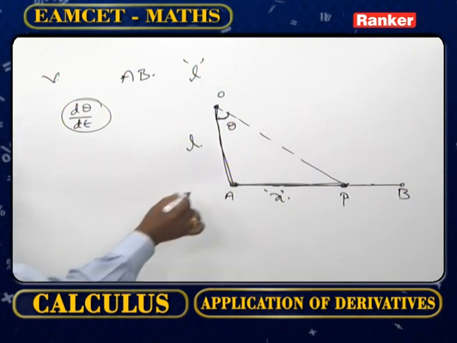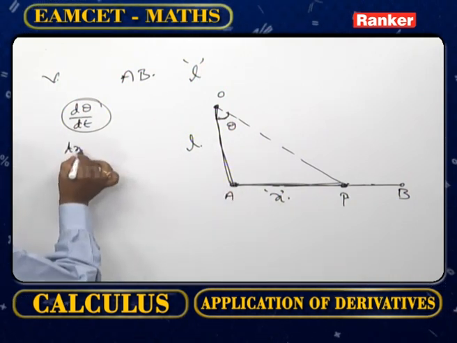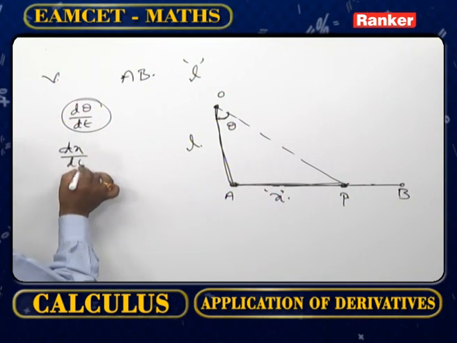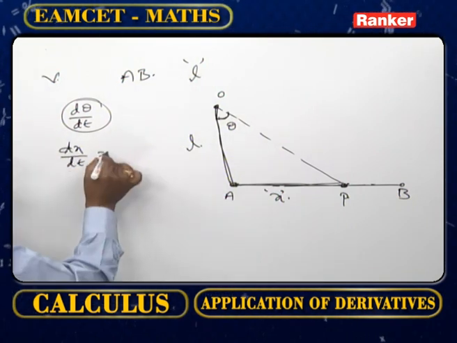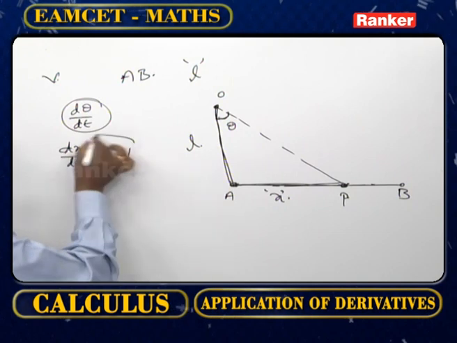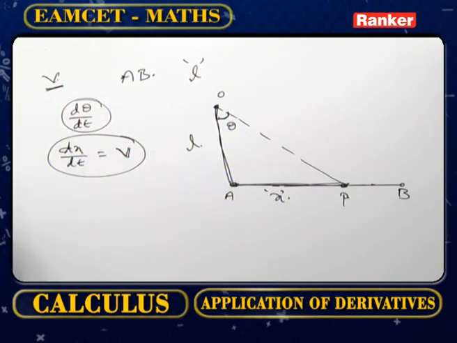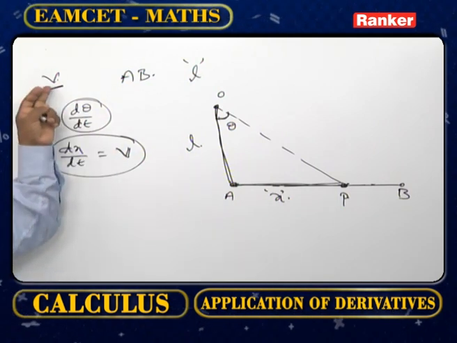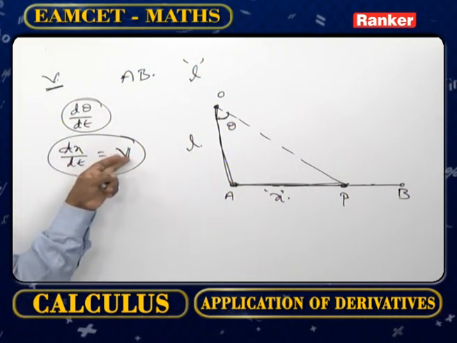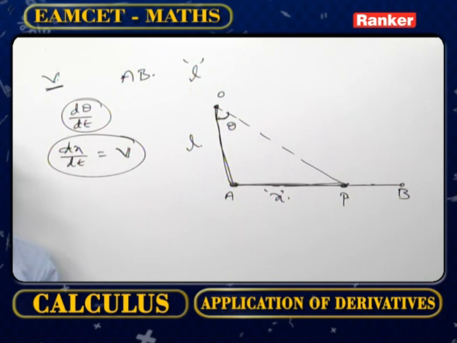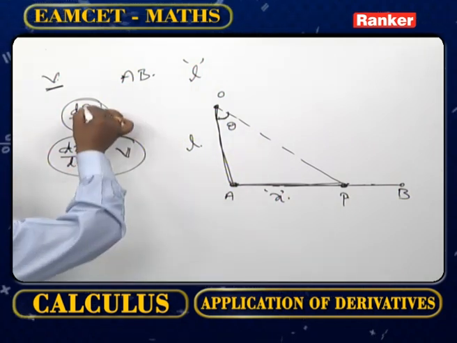Now dx by dt equals v, the velocity of the point P moving with uniform velocity v. So dx by dt equals v, given. Now required d theta by dt.